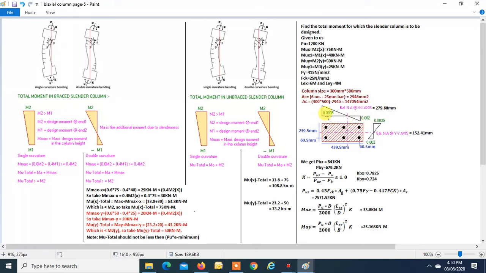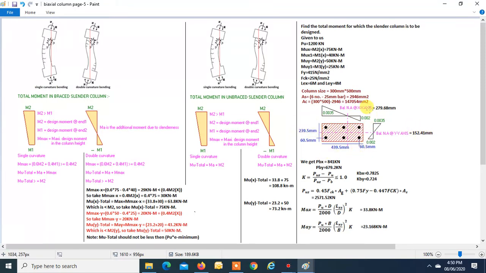279.68 mm. So this is 279.68 mm. Similarly, about the y axis, we get 152.41 mm. So this is 152.41 mm. And the depth is 239.5.